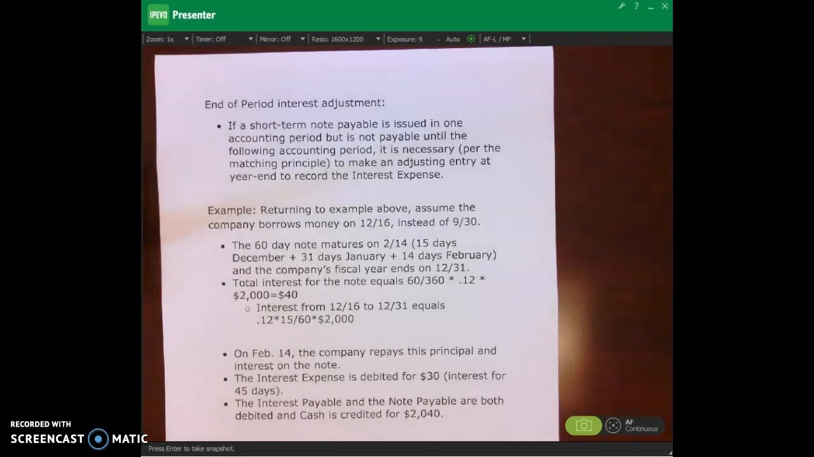So what we're going to be doing is we'll calculate interest the exact same way, which is the principal times the yearly interest rate times the fraction of the year, and we use a 360-day year, and then we will debit interest expense and credit interest payable. Okay, that will be our journal entry at the end of the year.